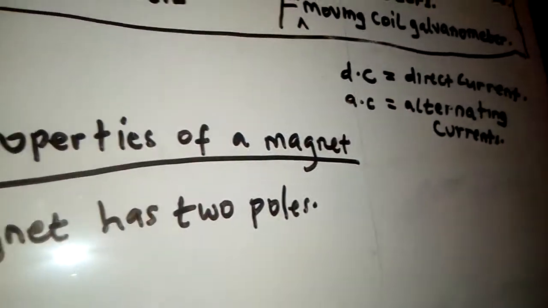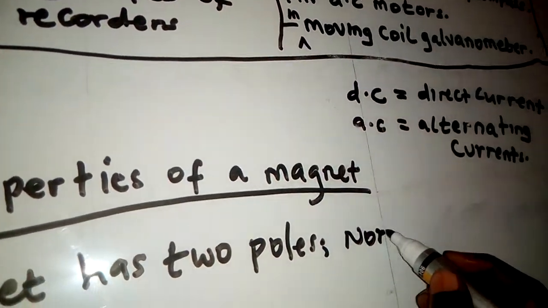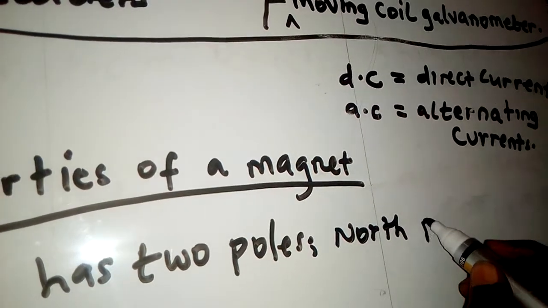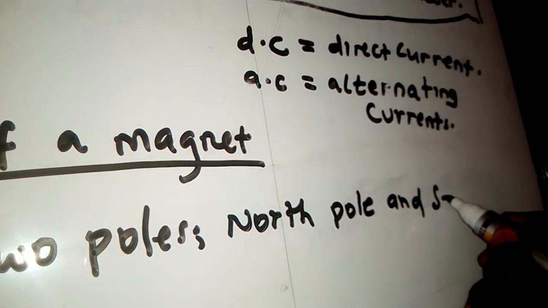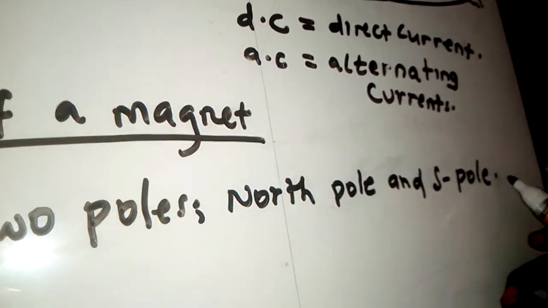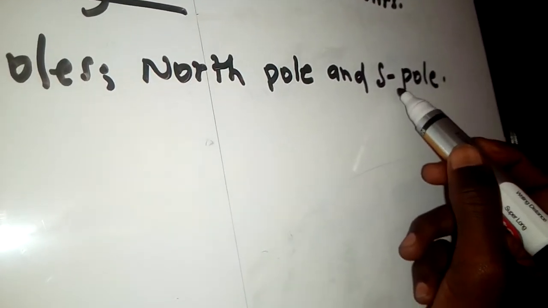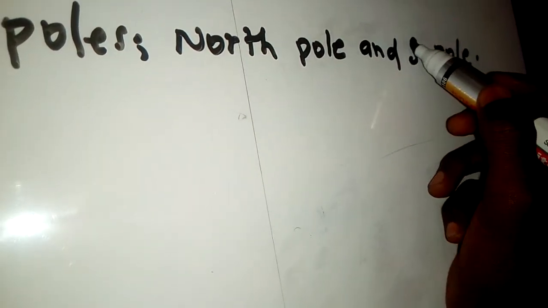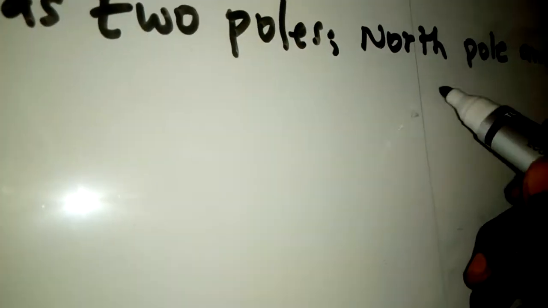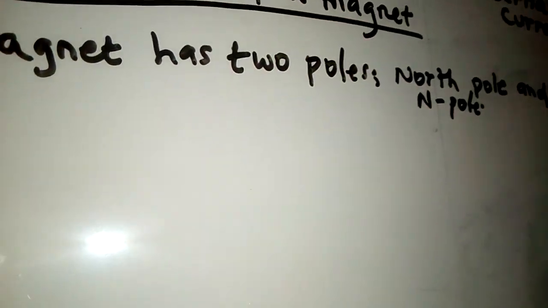See, a magnet has 2 poles. We can name those poles. We have what we call the North Pole and South Pole. You can put S to mean south, and then you just put a dash, and then you put the word pole, or you write south in full. It is accepted. Even this north pole, I can just write N, I put a dash, and I put a pole. It is allowed. So a magnet has two poles.